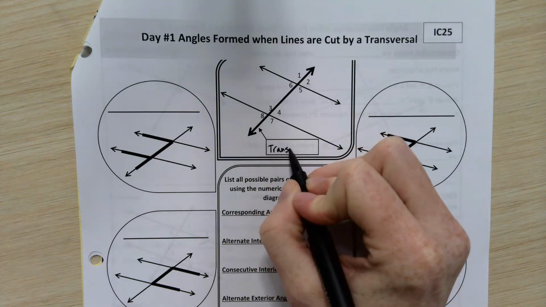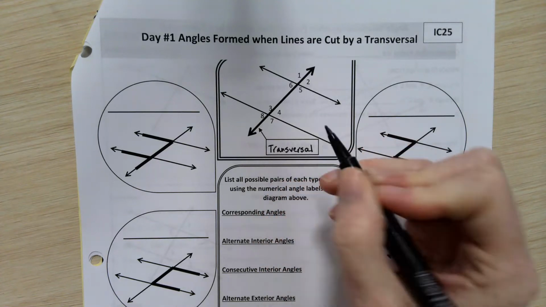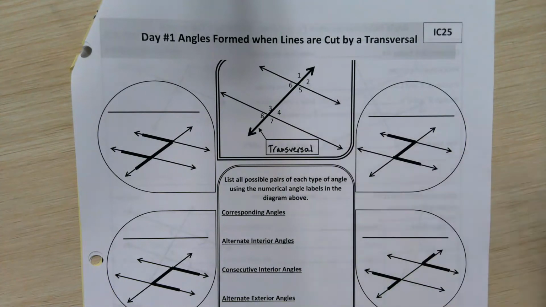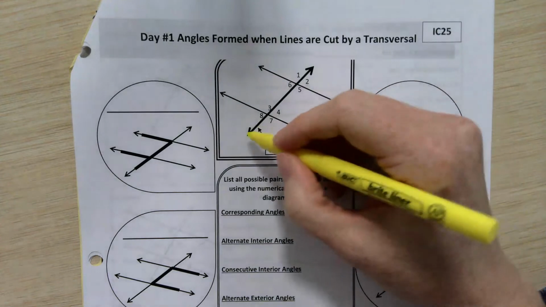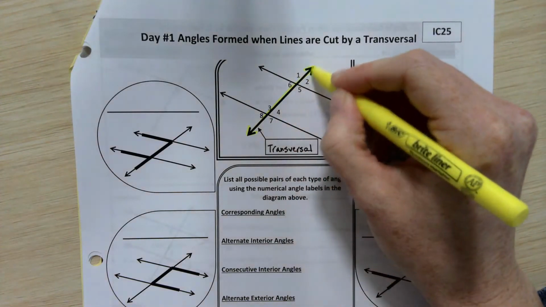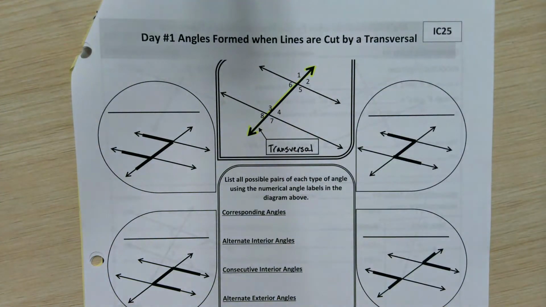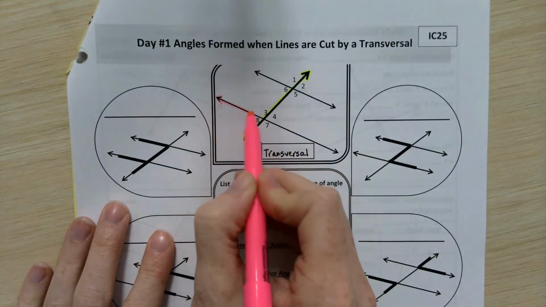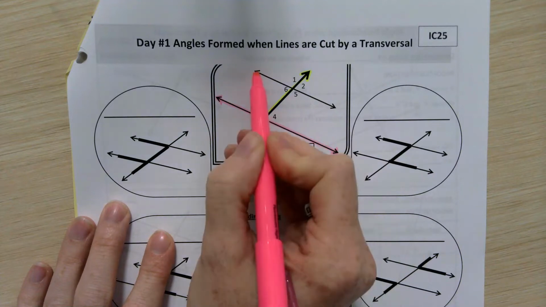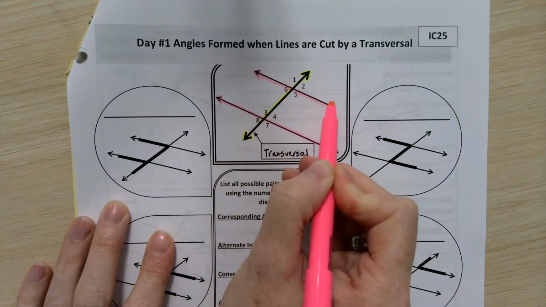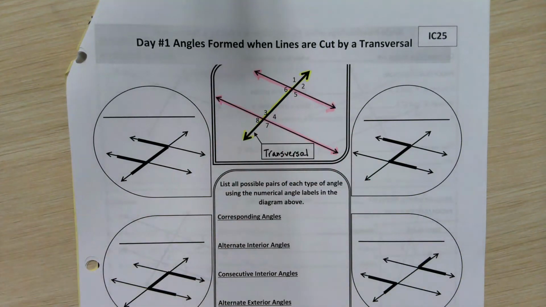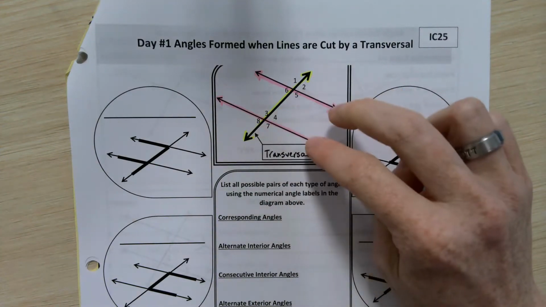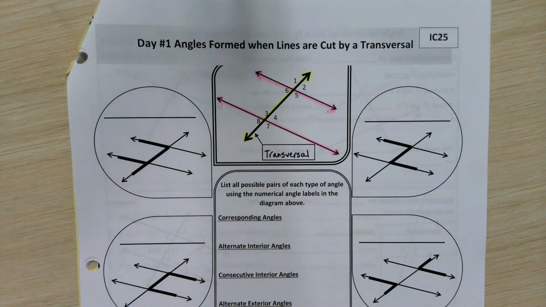And so the idea of a transversal is that it's going to be a line that intersects two or more other lines. So I'm going to highlight our transversal yellow just to make it pop out a little bit. And then what makes it a transversal is that it's intersecting two, in this case, other lines, but it could also be more than two other lines. So it is transversing, it is passing through two or more other lines.